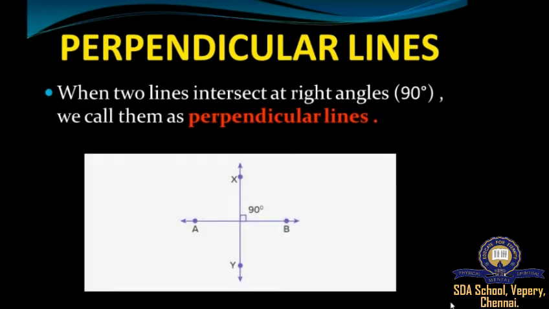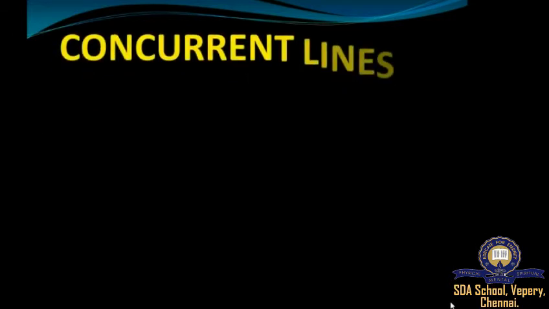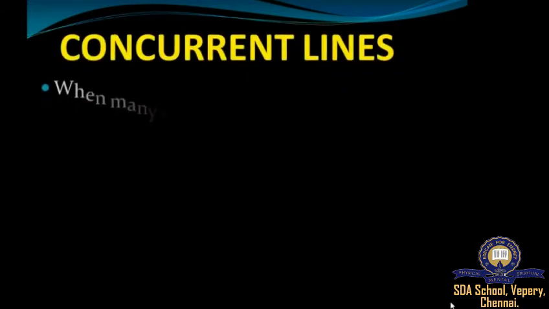So this is an example of perpendicular lines. Both the lines AB and XY meet at 90 degrees, that is, they intersect at a right angle of 90 degrees. And these are also examples of perpendicular lines. So now we'll move on to concurrent lines. What are concurrent lines?